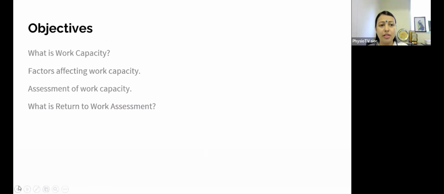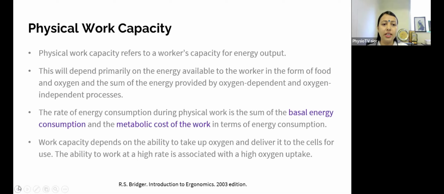we begin our session for today, and the objectives of the session will be: what is work capacity and the factors affecting the capacity, and assessment of work capacity. So as physios, what is our domain and how exactly can we do that, and what is return to work assessment. So physical work capacity refers to the capacity for energy output.